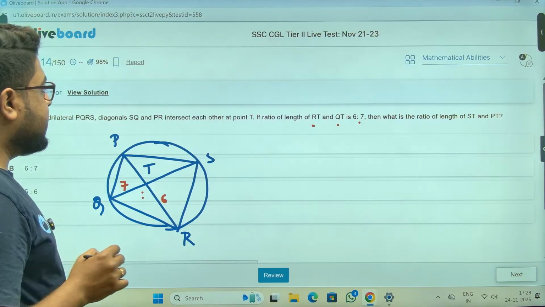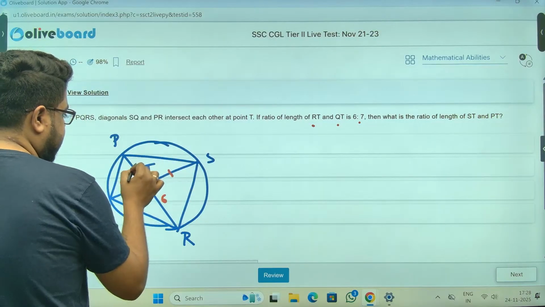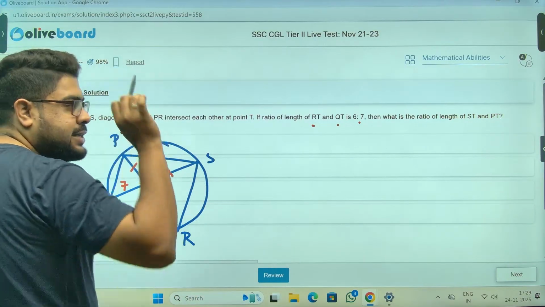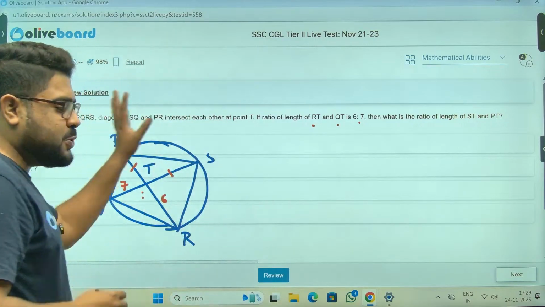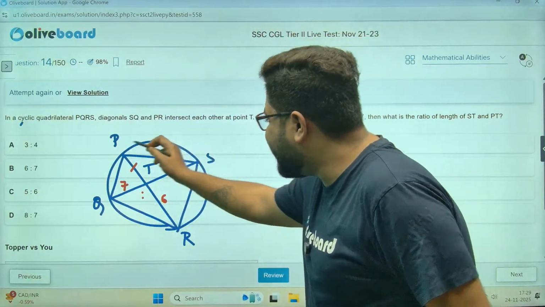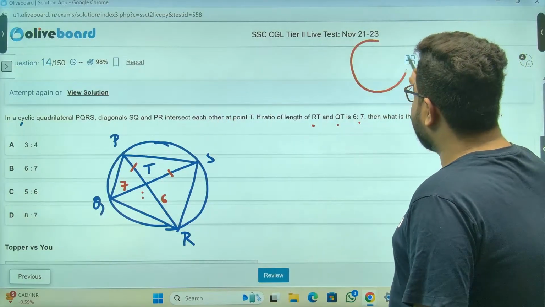Okay. Then ratio of ST to PT. ST by PT. Arey sir, ये तो बहुत simple. So this will be 6:7 ना. अच्छा. Sir, there is no point of giving us a cyclic quadrilateral. It's a chord-based property question.